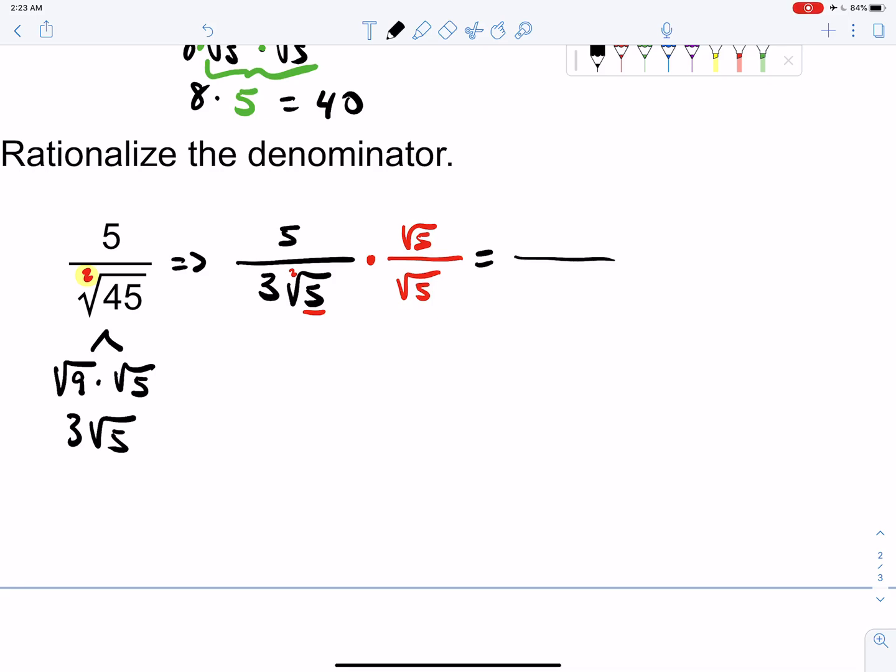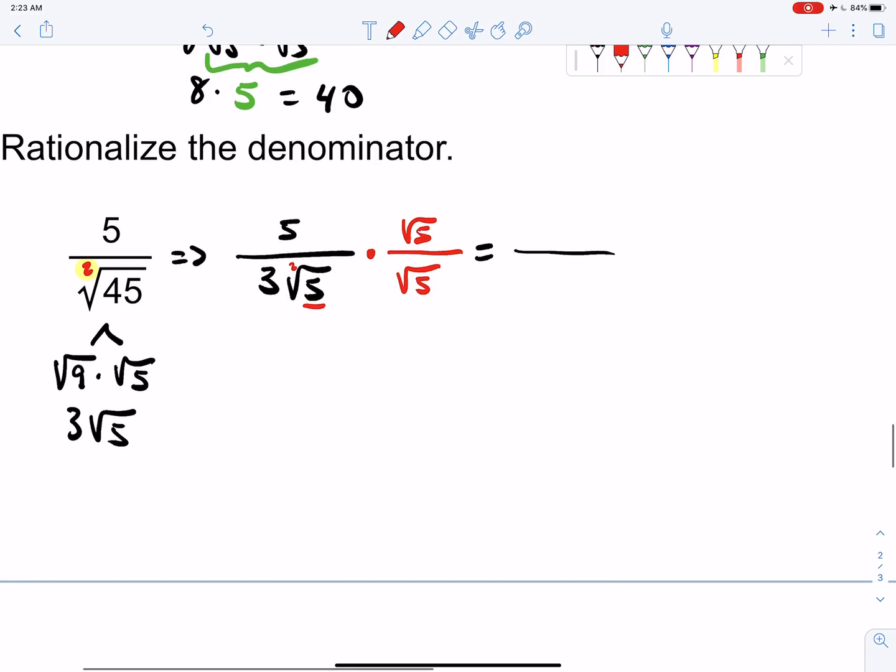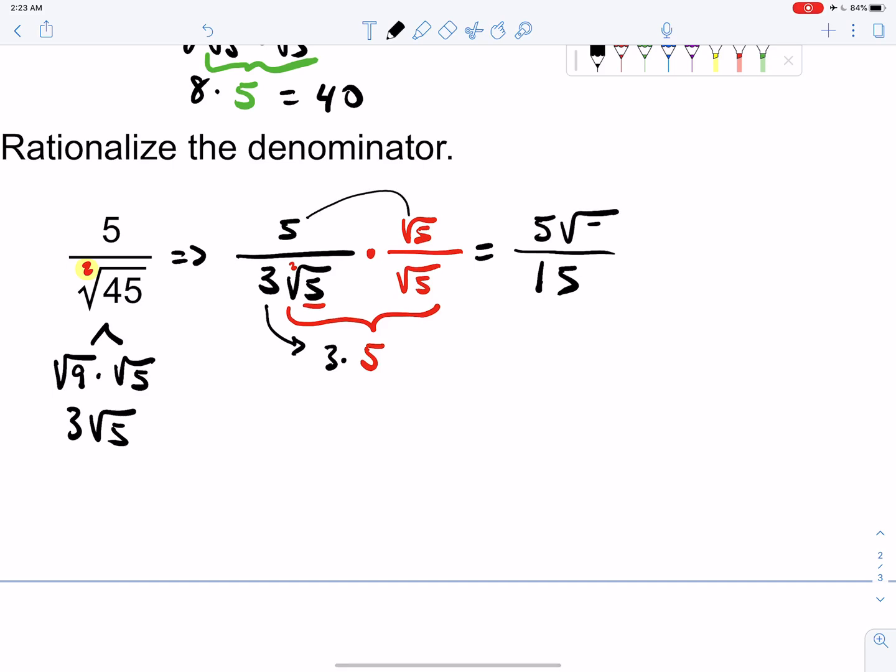I can see here that this root 5 times root 5 is square root of 25, which is just 5. Don't forget that you also have this 3 that's being multiplied, so the denominator is 15. And up top, we've got 5 root 5. Oh, I better reduce, right? So 5 goes into 5 once, 5 goes into 15 3 times, and we are done.